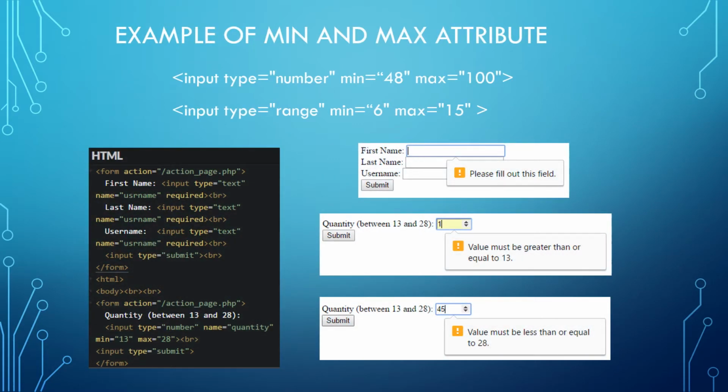This is an example of min and max. The first one is just one number, like I was mentioning before, just one number between 48 and 100. The second one, the type is a range, so the output will be a range of the number between 6 and 15.